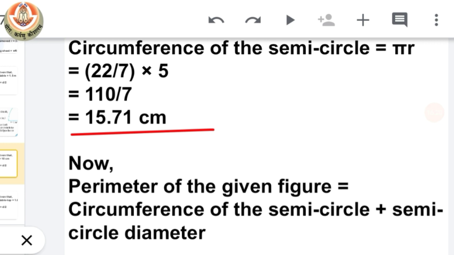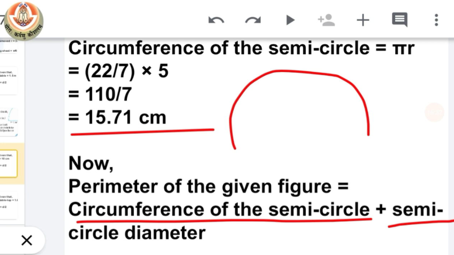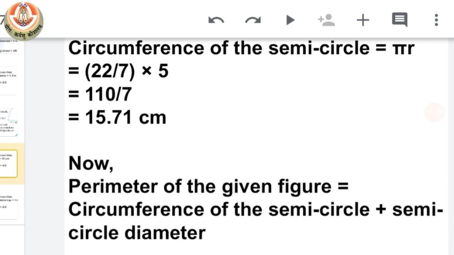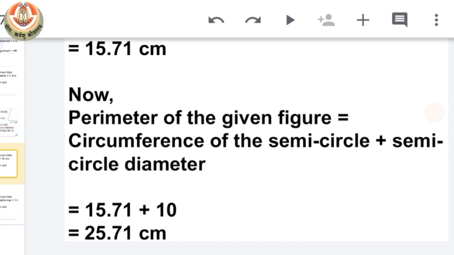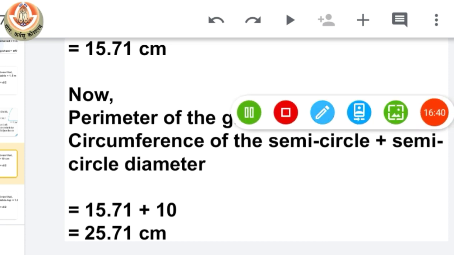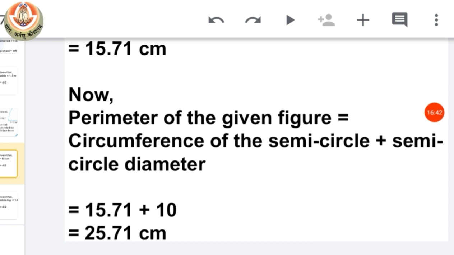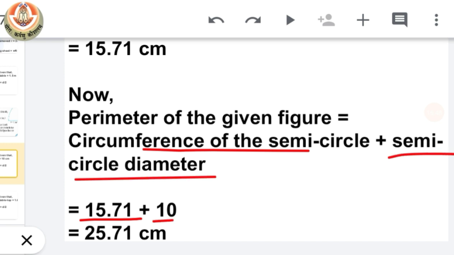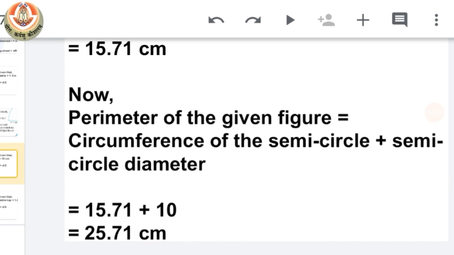Now the perimeter of the given figure is the circumference of the semicircle and the diameter of the semicircle. Okay. So the perimeter of this given figure is 15.71, that is the circumference of the semicircle, plus the diameter of this semicircle, which is 10 centimeters. So the perimeter of the given figure will be 25.71 centimeter.